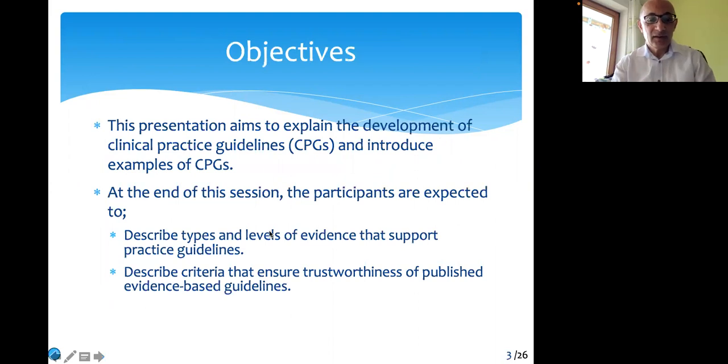Today, my objectives are, at the end of this session, you should be able to describe types and levels of evidence that support practice guidelines. So levels of evidence and what types of guidelines we have. Then describe the criteria that ensure trustworthiness. Which criteria do we use to check for the trustworthiness of guidelines?